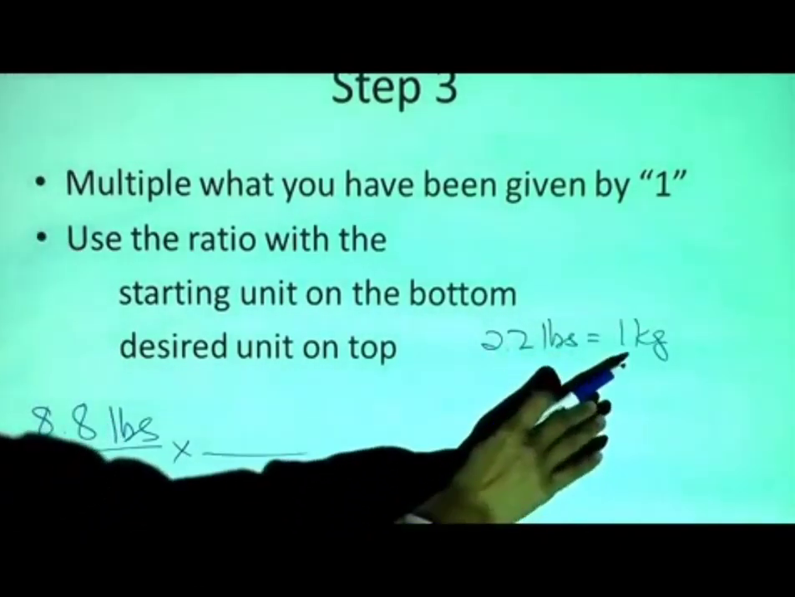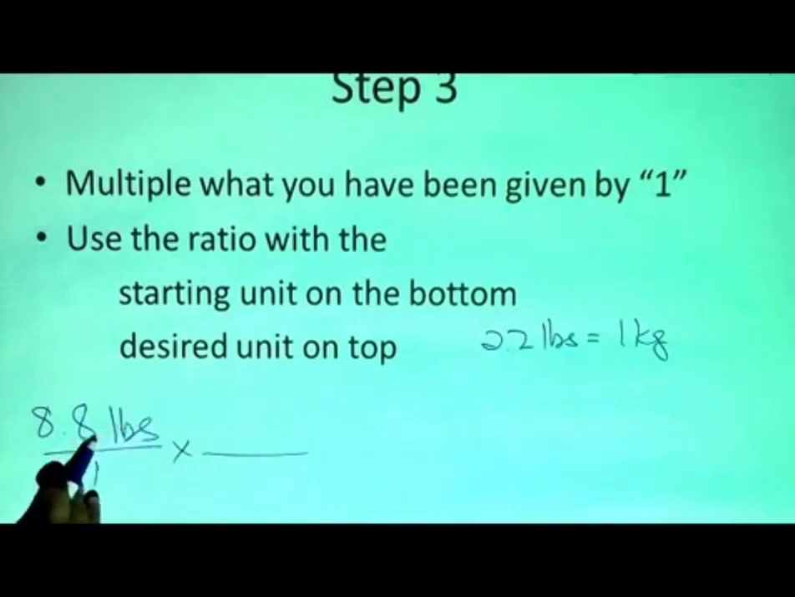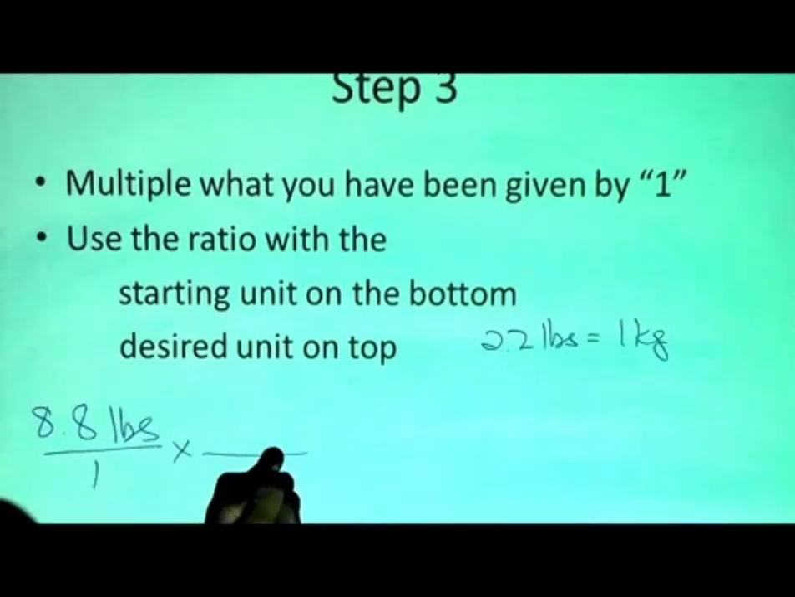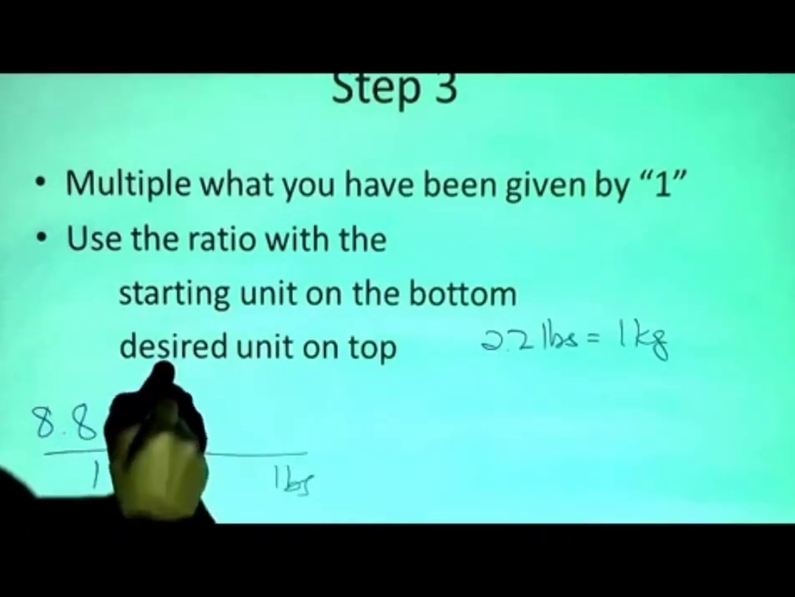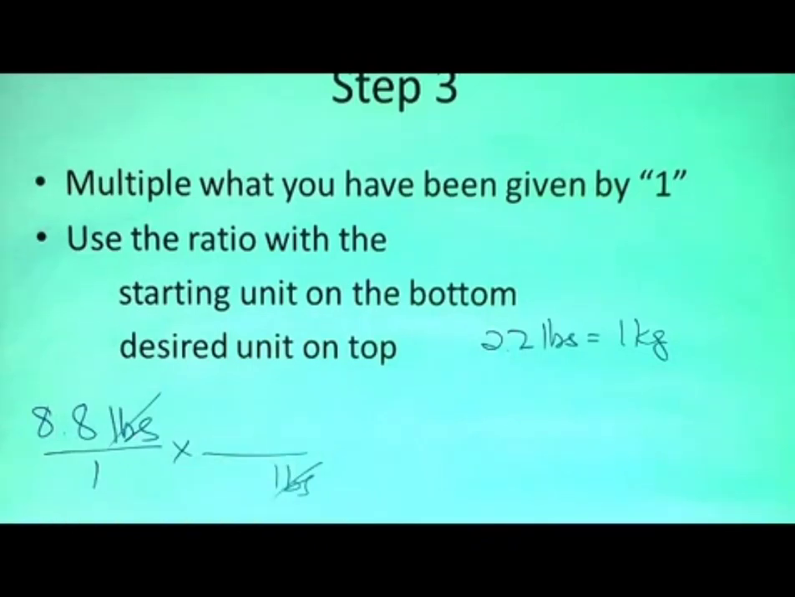What should be on top, what should be in the bottom? Well, because pounds is on top here, you want pounds on the bottom so that you can cancel them out. What else goes with pound in this relationship is 2.2 pounds. So 2.2 pounds is on the bottom. What's on top? 1 kg has to be on top.